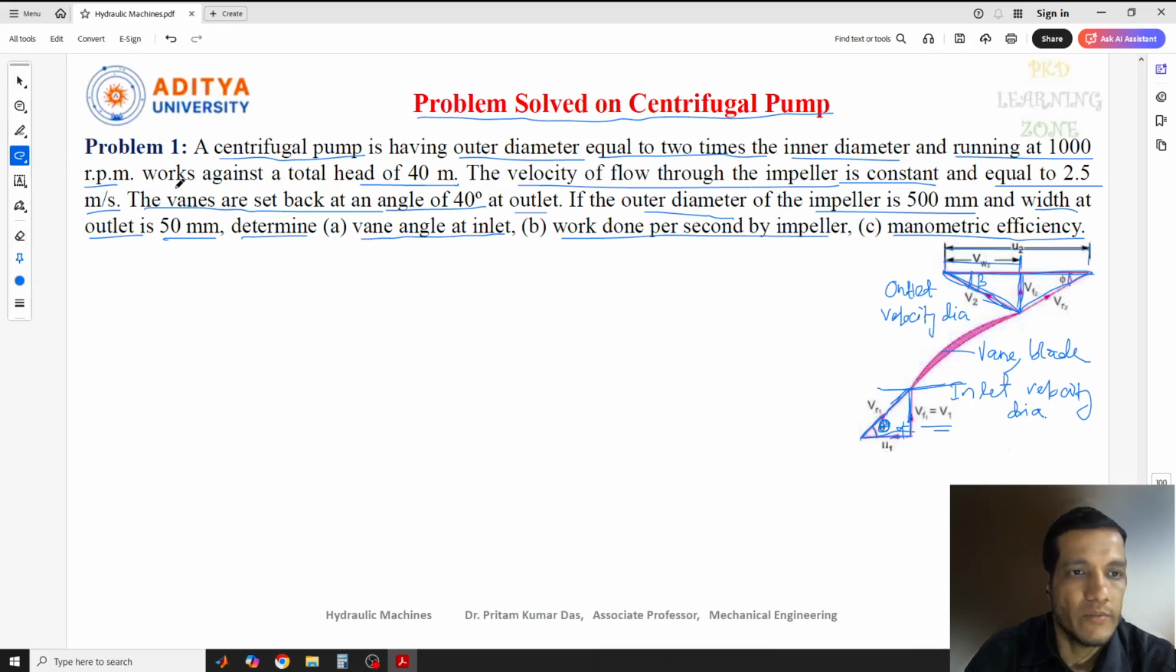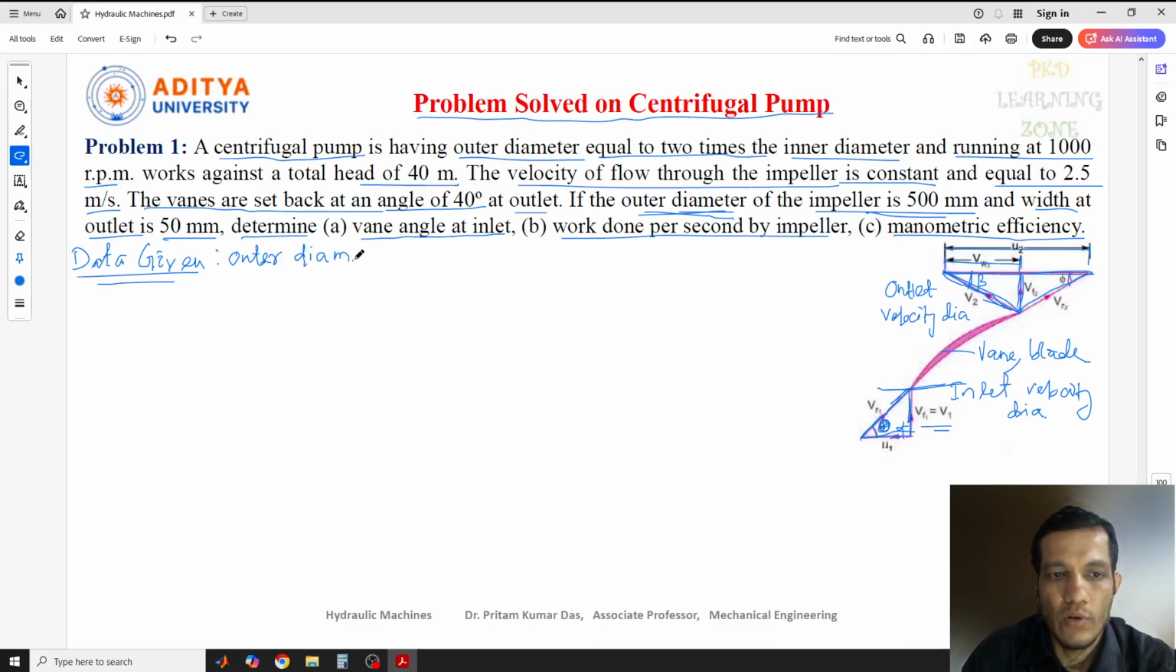Now come back to this problem. First we'll see what data is given, and what we need to calculate. At the initial stage we can see the pump is running at 1000 rpm. The outer diameter is already given here in the middle. Suppose we write outer diameter, we mark it as D2.